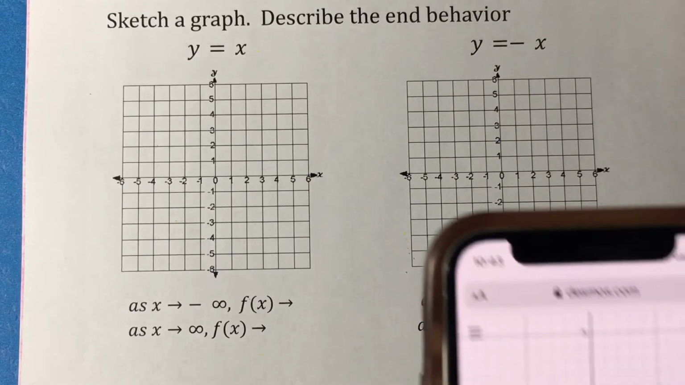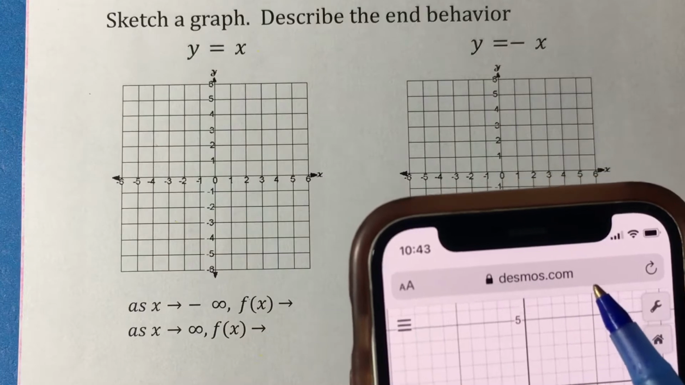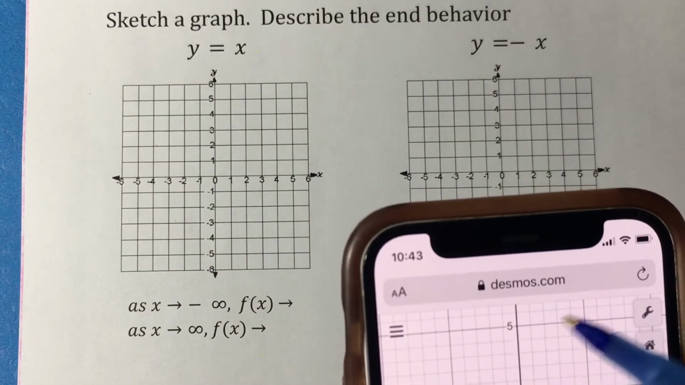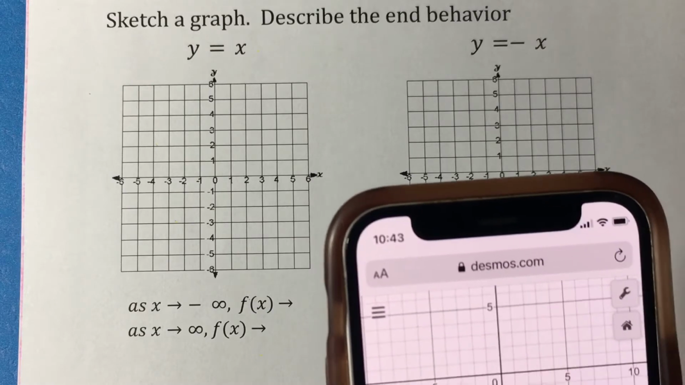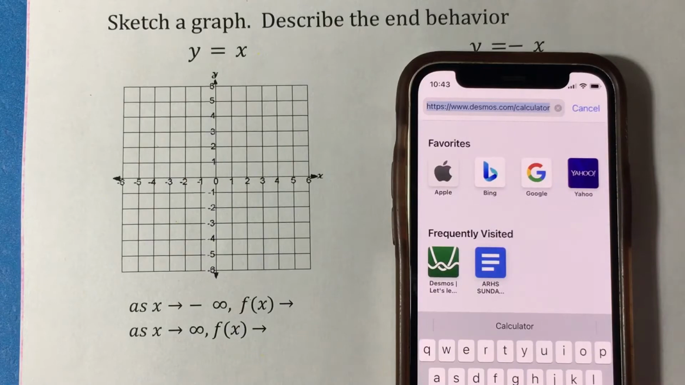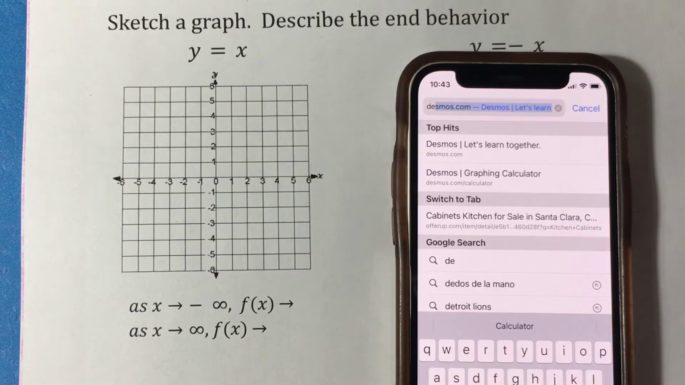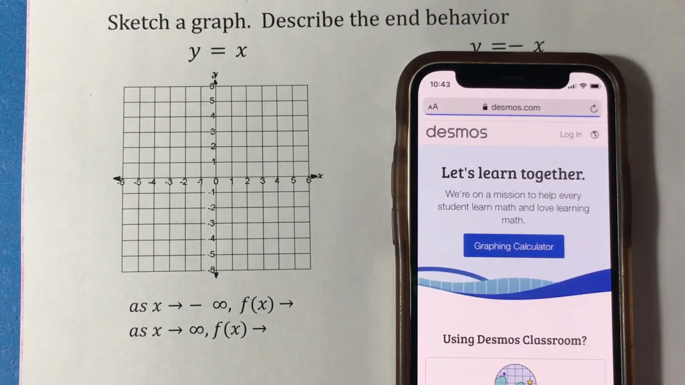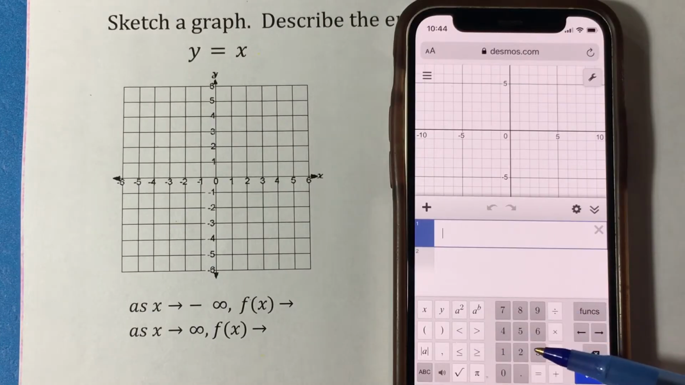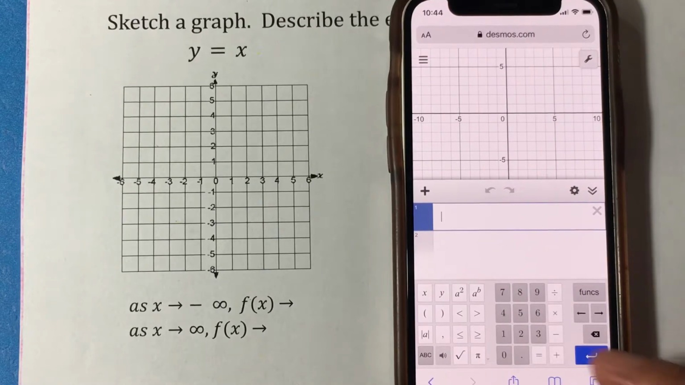This is not a commercial, but one of the technologies that I use, you can use your graphing calculator, but you're also welcome to use Desmos.com. That's the one that I use for graphing. Basically you just go to Desmos.com and press graphing calculator. If you don't have the keyboard, you just press this small keyboard icon and it will appear.